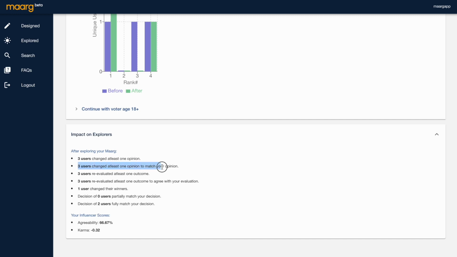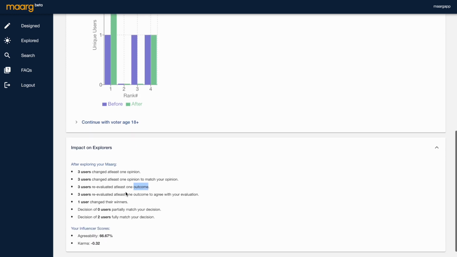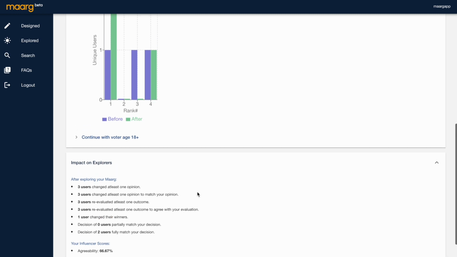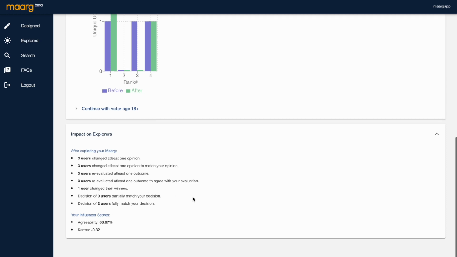Then 3 users changed one opinion in favor of your arguments. 3 users reevaluated at least one outcome, which means the overall decision or the conclusion itself. One user changed their winner, which means the ultimate rank-one outcome. So 1 out of 3 users were able to change that.